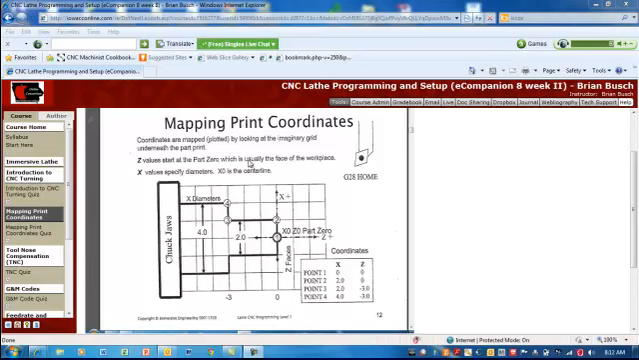Alright, we're going to talk briefly about mapping print coordinates. As we talked about before, x coordinates are diameters, z coordinates are lengths. You can see right here we're setting a datum at the center line of our cylindrical part and the front of the part. So again, all our x's are most likely going to be positive, our z's will be negative unless we're positioning somewhere ahead of the part.